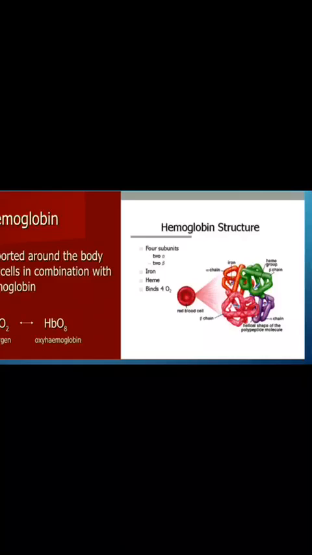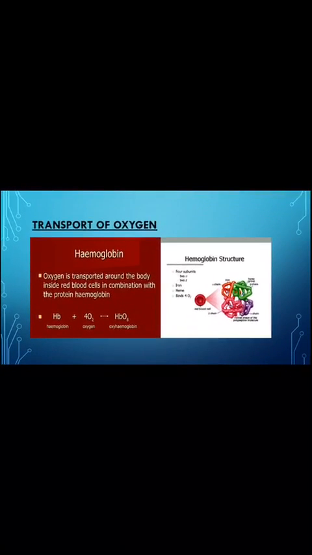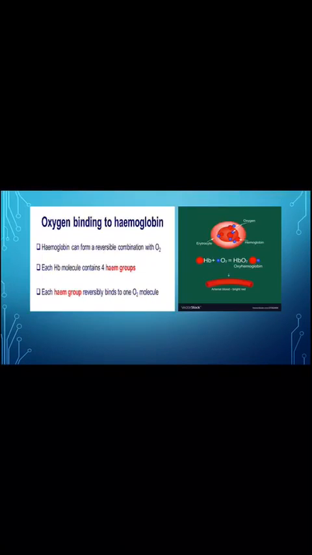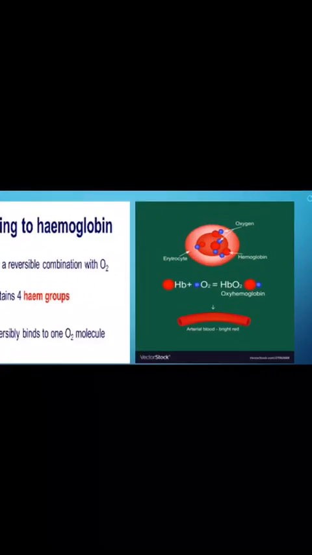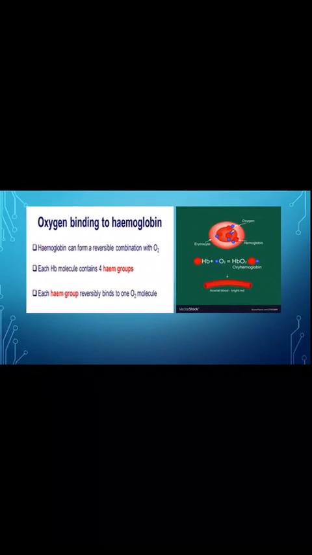So during respiration, what happens? One molecule of oxygen combines with each heme group. As I told you before also, each hemoglobin has 4 heme groups, so it will take 4 oxygen molecules. So oxygen binding to hemoglobin takes place like this: hemoglobin attaches with the 4 oxygen molecules to give oxyhemoglobin.